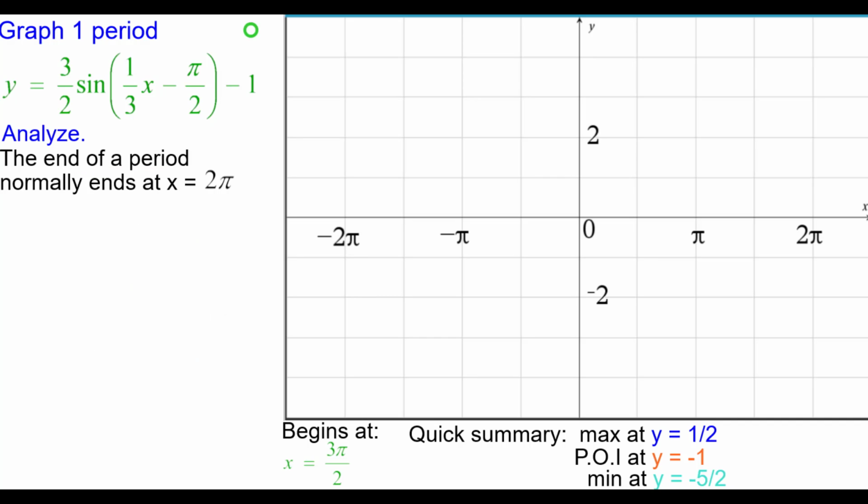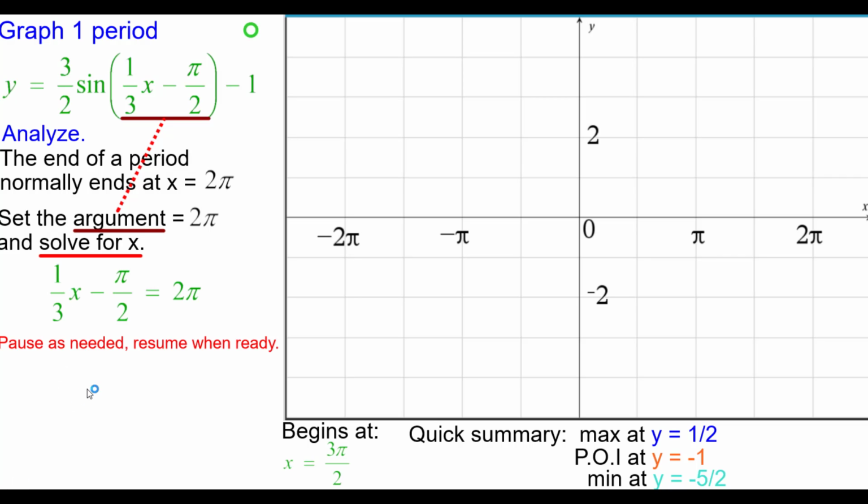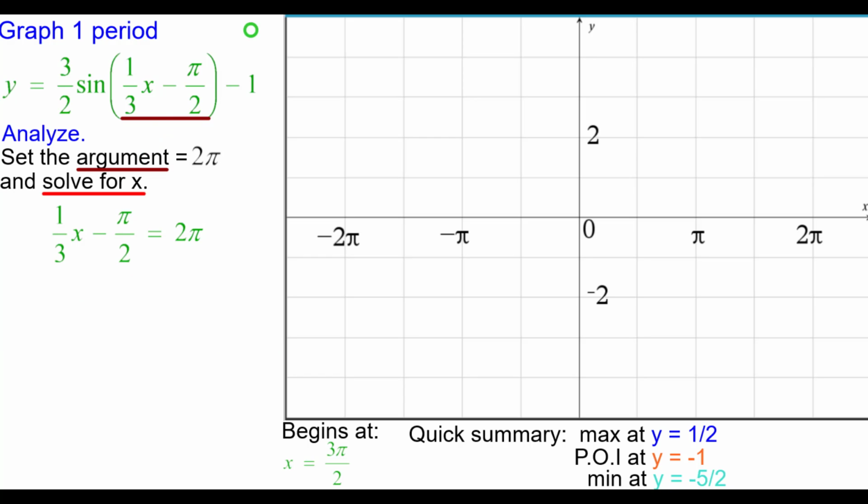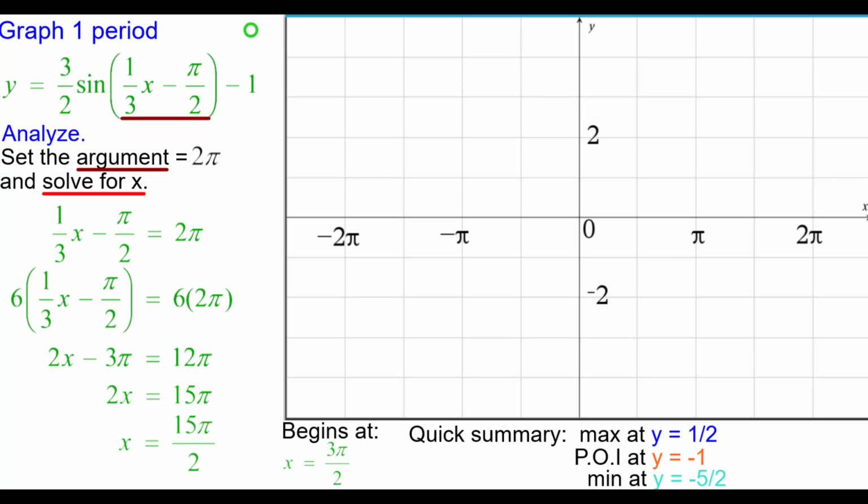The end of the period is normally when the argument is equal to 2 pi, a period away. We're going to set this argument equal to 2 pi and solve for x. Pause as needed. First of all, we will multiply each term by 6. That will clear out the fractions. Add 3 pi to both sides, and then divide both sides by 2. And this is when the period will end, at x equals 15 pi over 2.